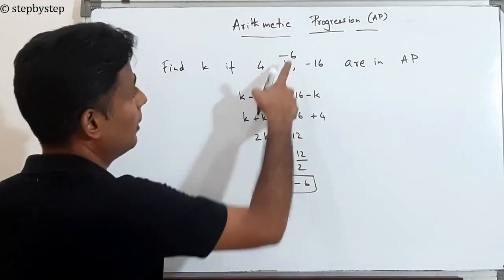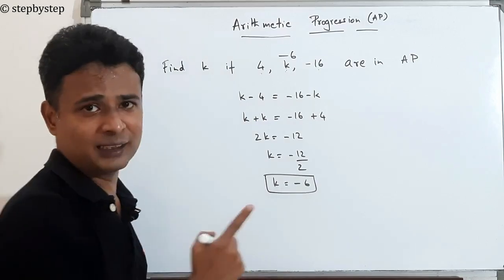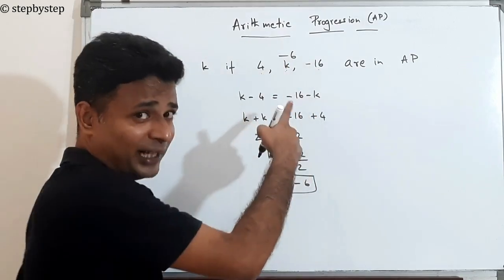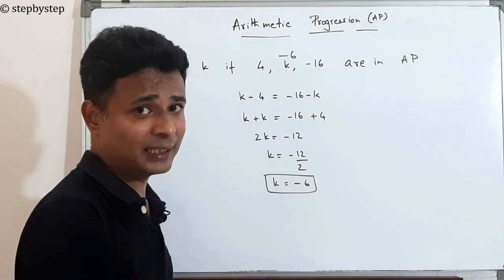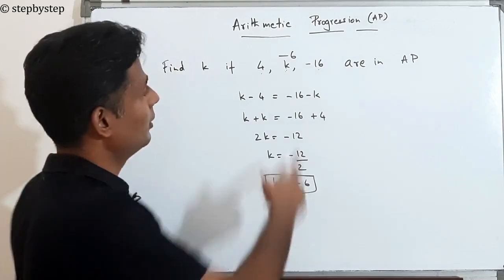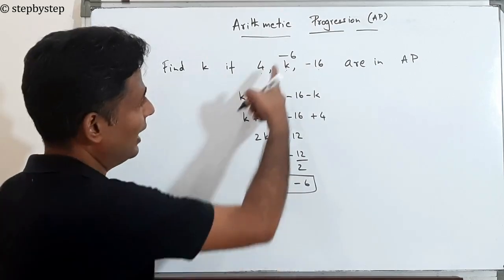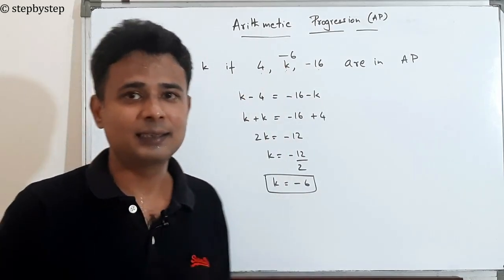Check if it is an AP. 4, minus 6, minus 16. Minus 6 minus 4 is minus 10. Minus 16 minus of minus 6 will become minus 16 plus 6, so minus 10. So the common difference is same. The value of K is minus 6.